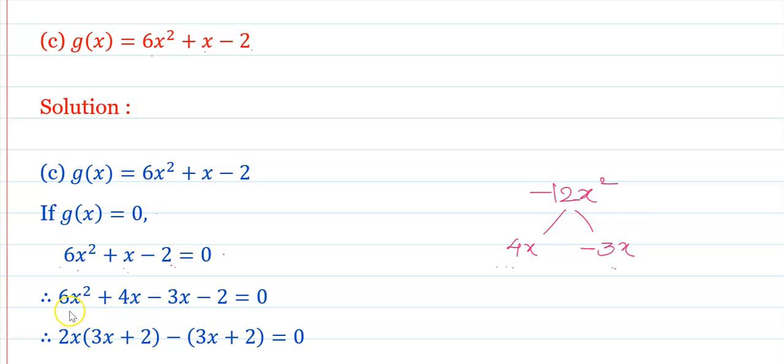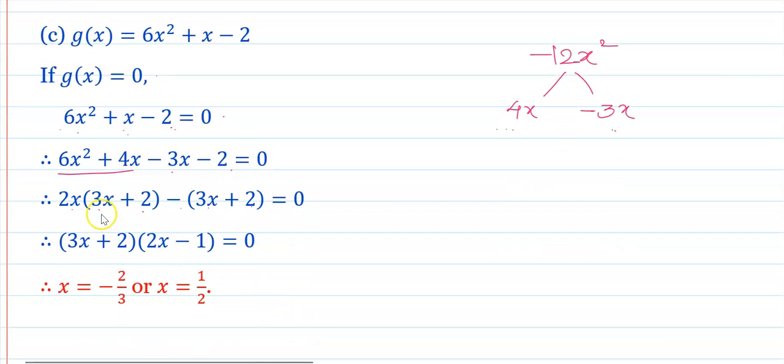And in this way, take the common from these, it is 2x, then in bracket 3x plus 2. For these two, the common is minus 1. Then in bracket 3x plus 2. When you take the minus sign common, then the signs of these terms change from plus to minus and minus to plus. Here both of them have the minus sign and therefore it is a plus. And again take the common 3x plus 2 and then the remaining terms 2x minus 1. This is a minus 1 and it is here.